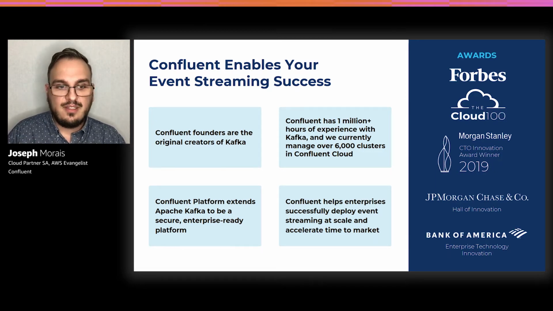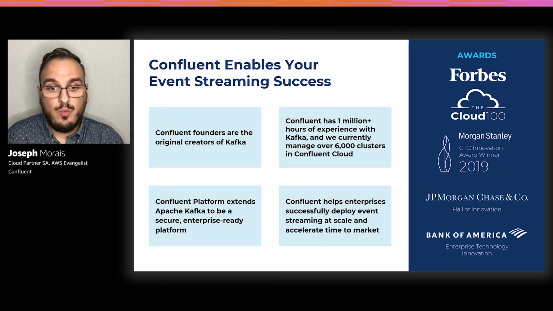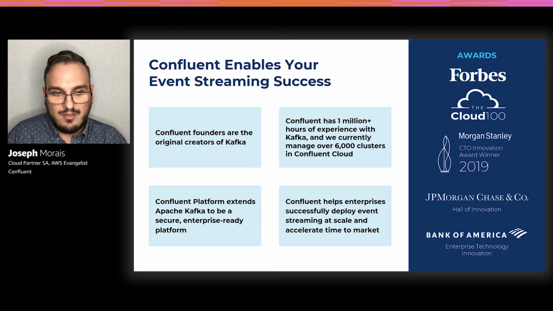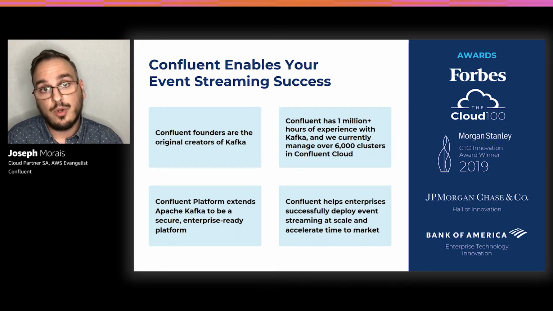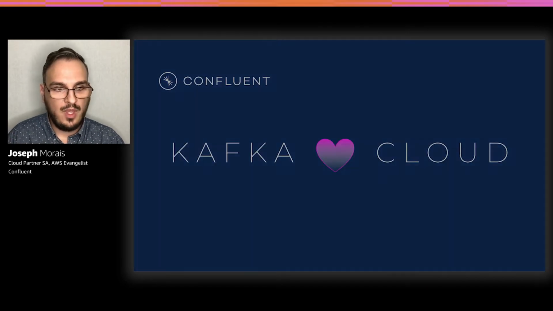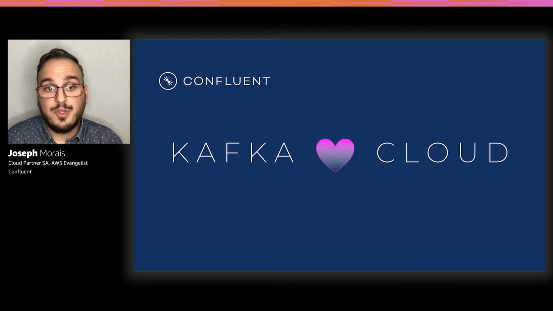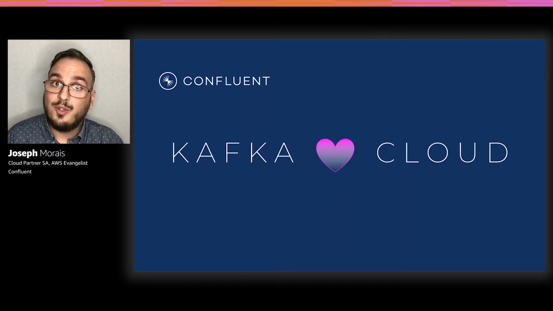Because of the success our customers have achieved, we have won several important awards, including Forbes 100 Best Cloud Companies, Morgan Stanley CTO Innovation Award, being inducted into JP Morgan Chase's Hall of Innovation, and Bank of America's Enterprise Innovation Award. The largest, most innovative organizations in the world are partnering with Confluent and recognizing us as a key element of their success. In addition to the love we have for the community, Kafka and Confluent also love the cloud.